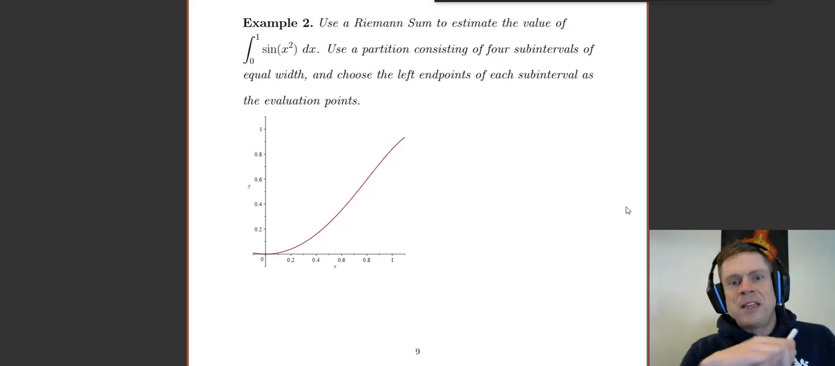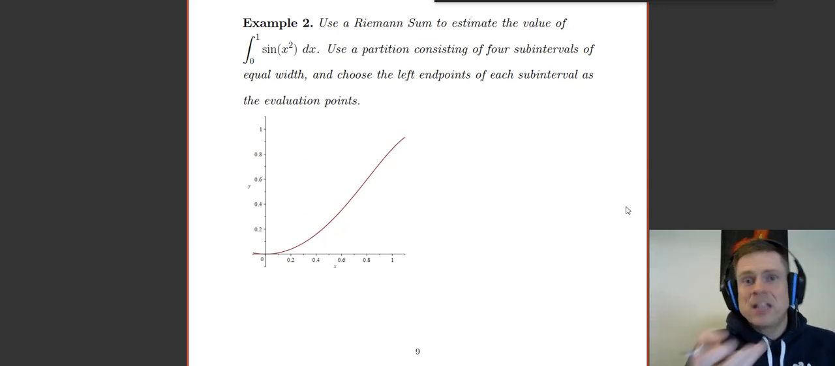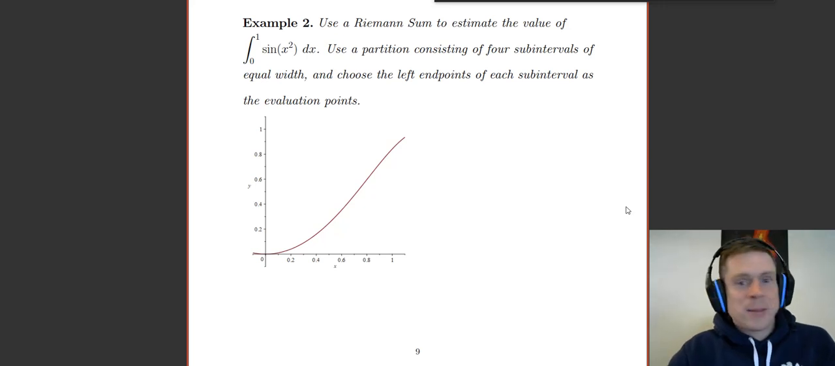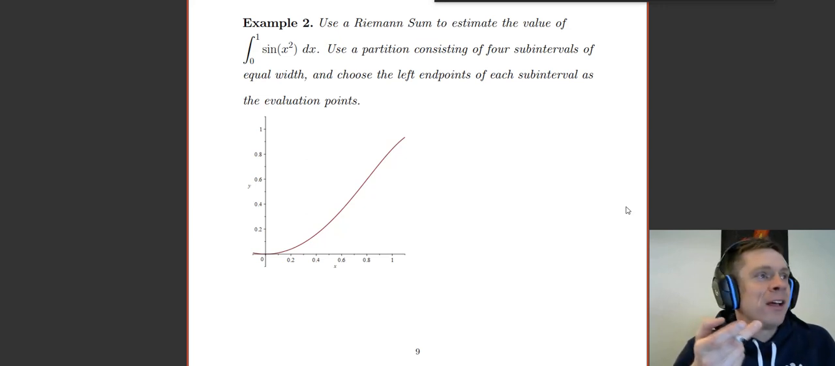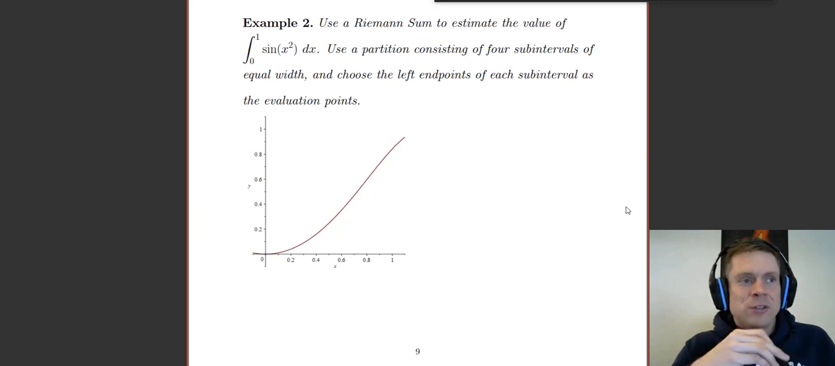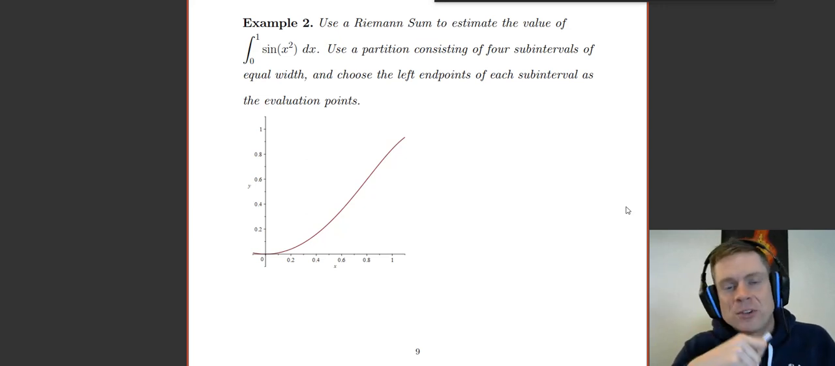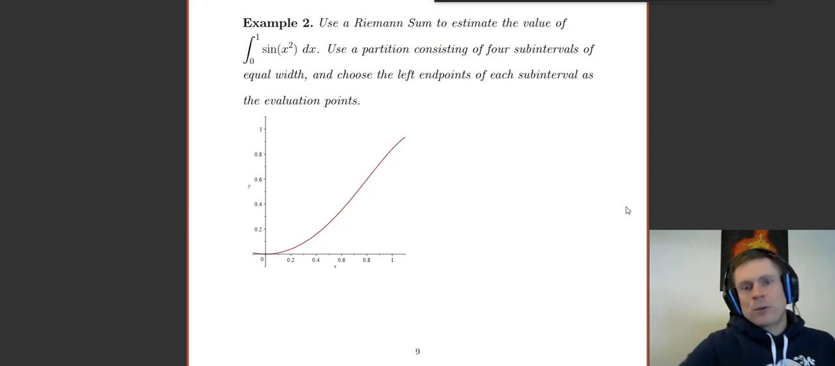We're going to be evaluating the integral from 0 to 1 of sine of x squared. Well, we can't evaluate it directly, so we're going to use a Riemann sum instead to estimate the value of that. Okay, this does happen to be one of those functions that does not have an antiderivative, so you can't find the integral using classical methods. You have to do something else. So instead here, we're going to use this Riemann sum.